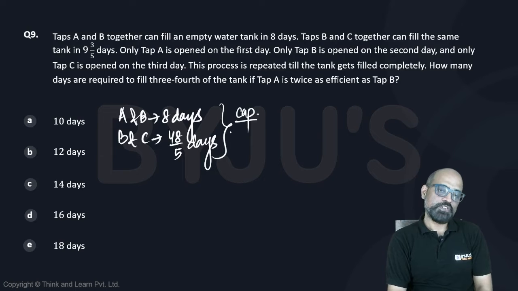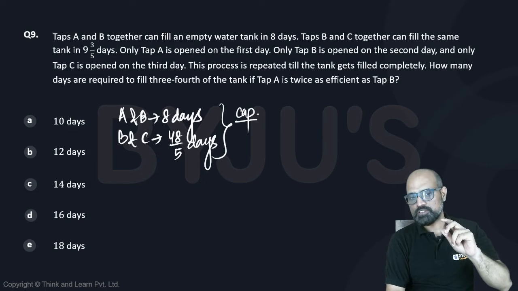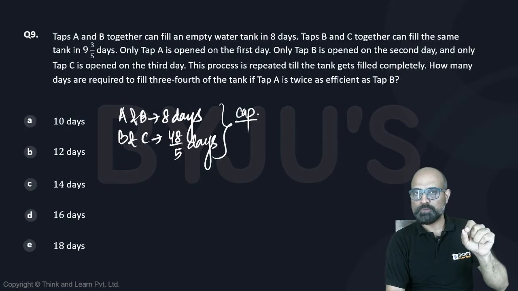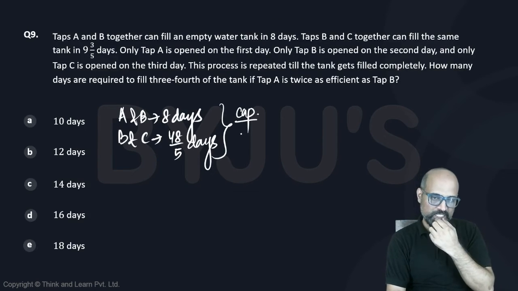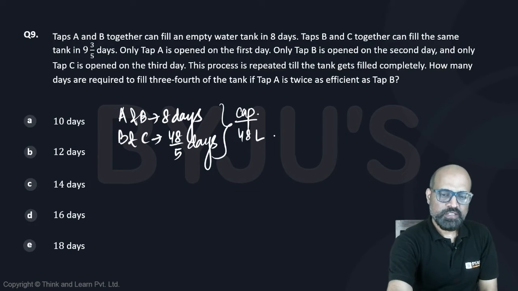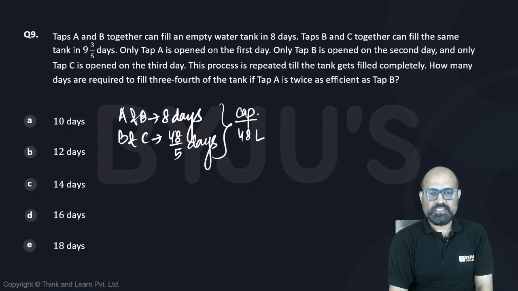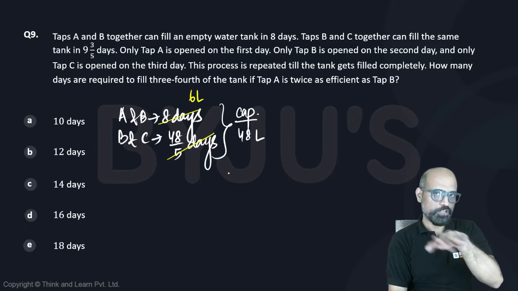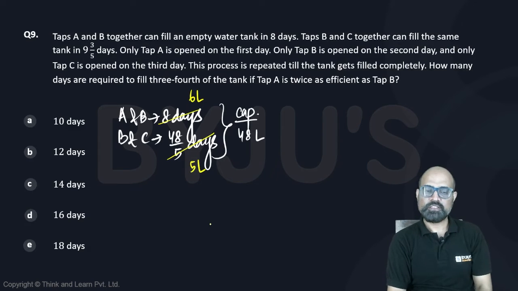Now the capacity of the tank, let's take a number which is going to be divisible by 8 and 48 easily. So let's take this as 400, or let's say 48 liters. So if this is 48 liters, that means the efficiency of A and B together will be 6 liters every day, and that of B and C will be 48 cancels out, so 5 liters.